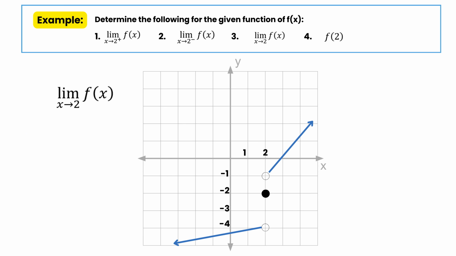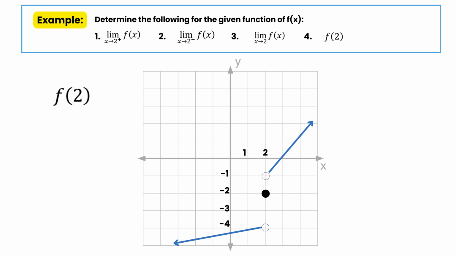In our previous 2 questions, we saw that when we approached an x value of 2 from the right-hand side, the graph aimed for a y value of -1. But when we came from the left-hand side, it aimed for -4. Since the graph doesn't approach the same y value from both sides, the limit does not exist.